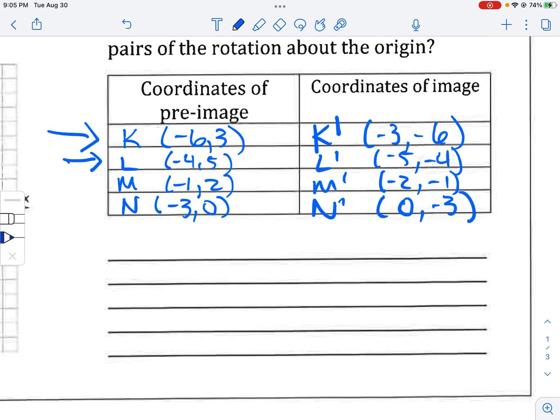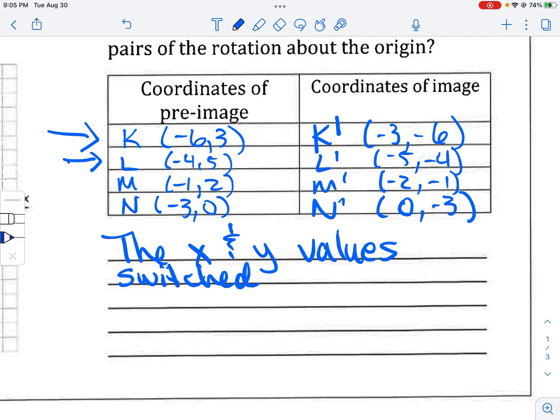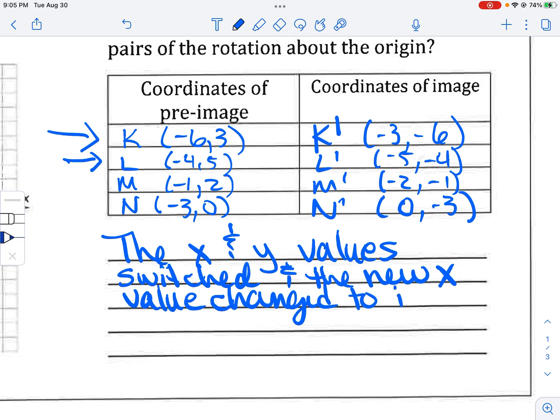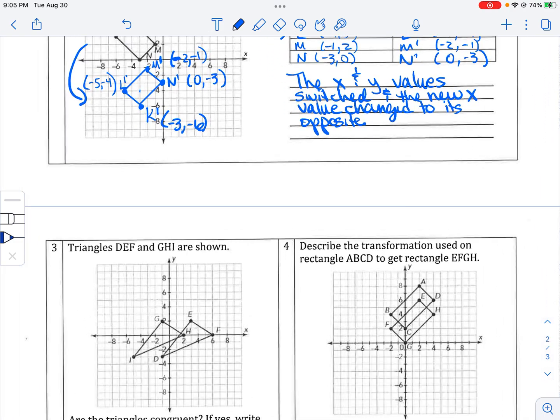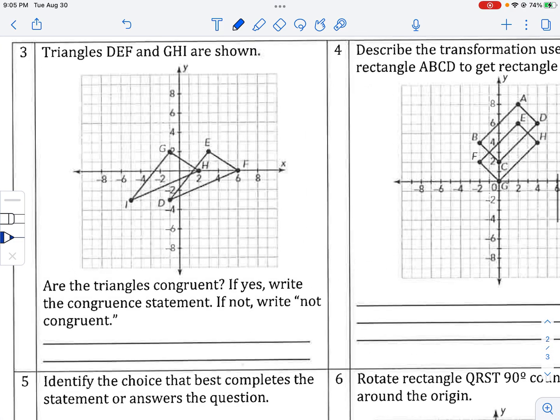Okay, what did I notice? The X and Y values switched, and the new X value changed to its opposite. Okay, so down here, we have this right here. Are they congruent? Well, let's see.